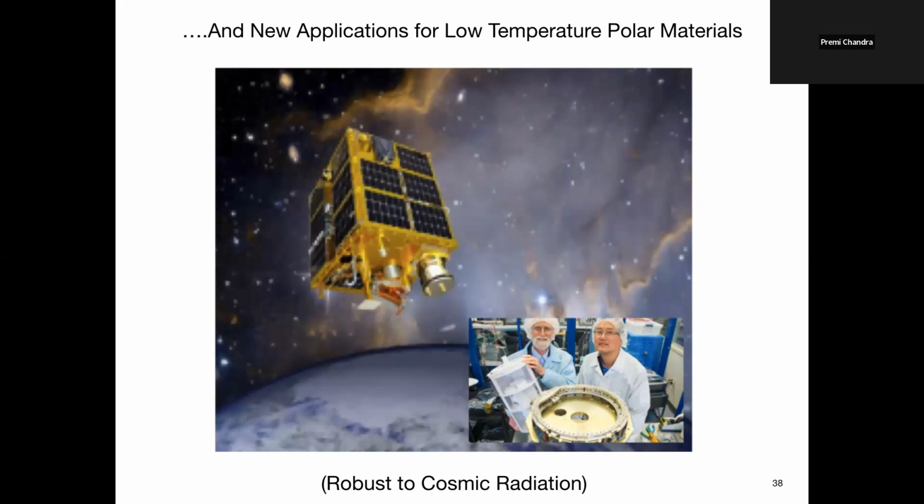Even though they didn't beat out magnetic memory or semiconductor memory in terms of cosmic radiation for satellites.